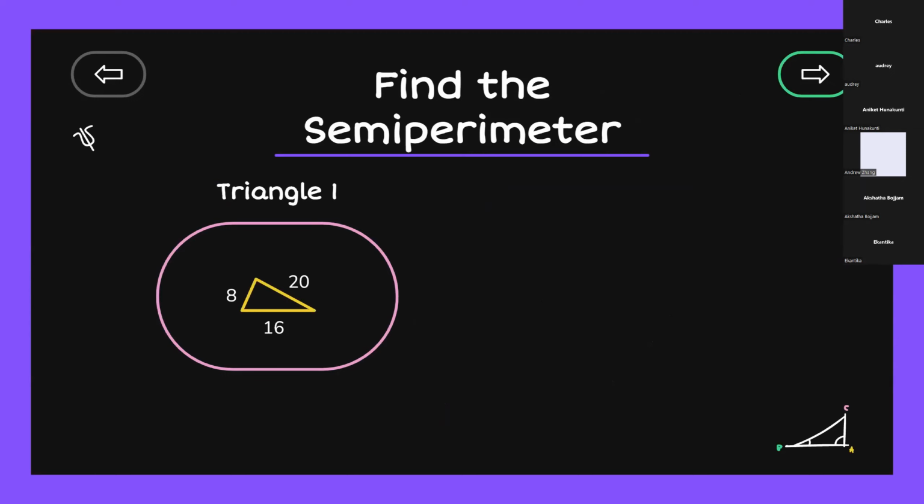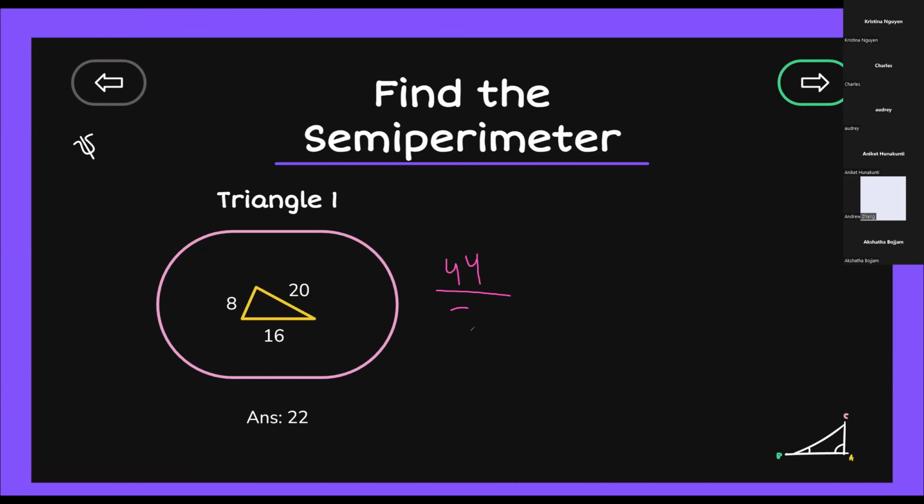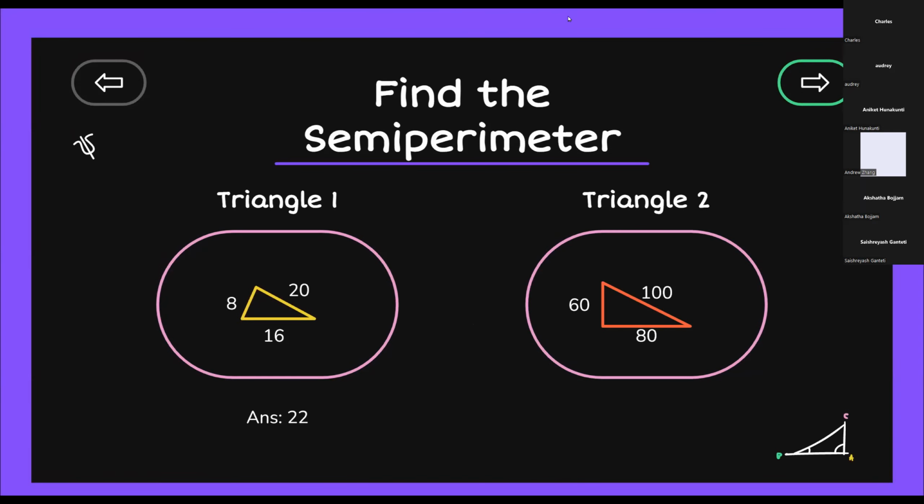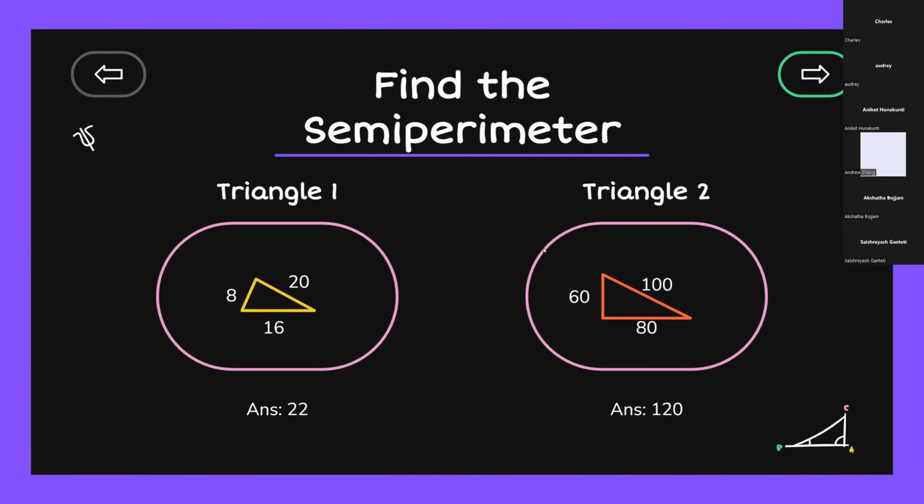Okay, so remember semi-perimeter is half the perimeter. So what's the semi-perimeter of triangle 1? Right, it is 22. So we do 8 plus 20 plus 16, which is just 44, right? And that's the perimeter. And then we multiply it by 1/2 or divide by 2, and we get 22, which is the answer. Triangle 2. So the side lengths are 60, 80, and 100. So what's the semi-perimeter of triangle 2? Right, it is 120. So it's just 60 plus 80 plus 100, which is equal to 240 divided by 2, which is equal to 120.